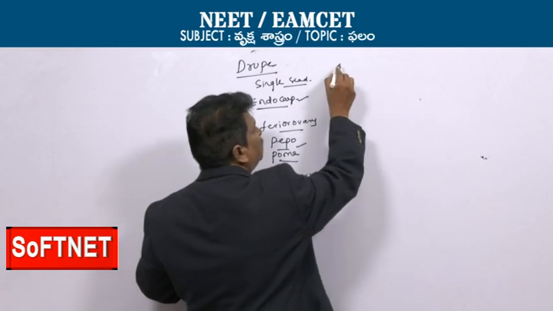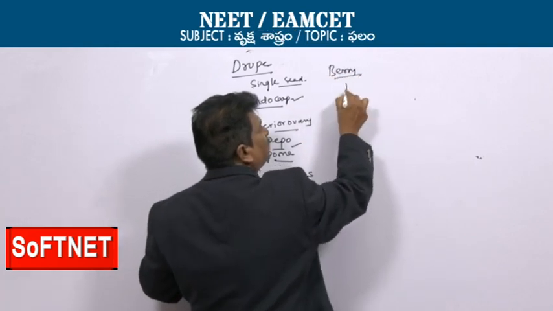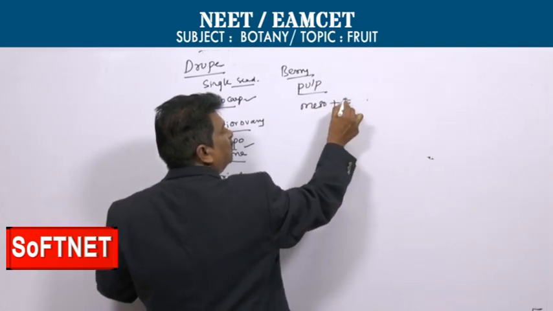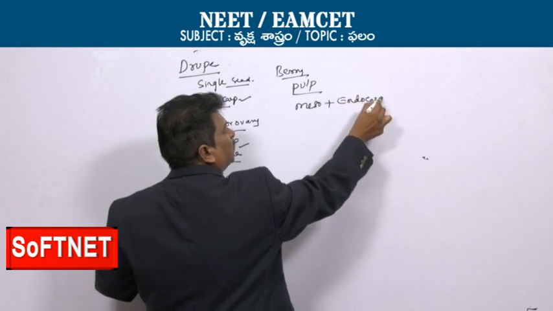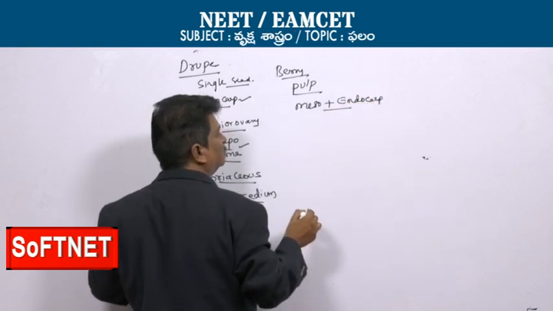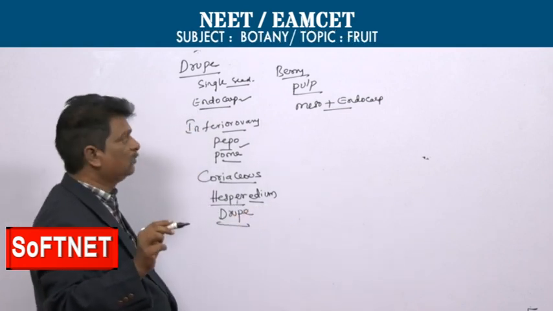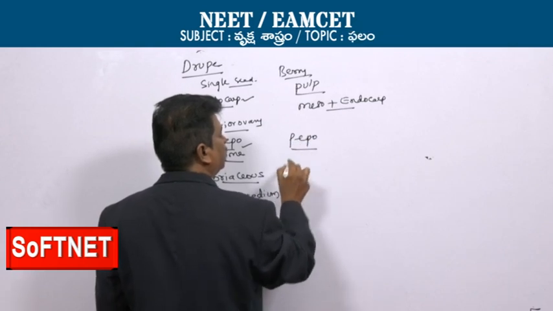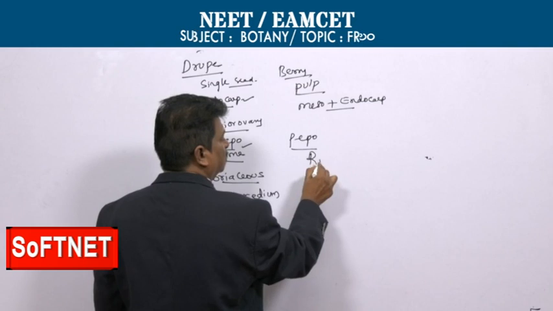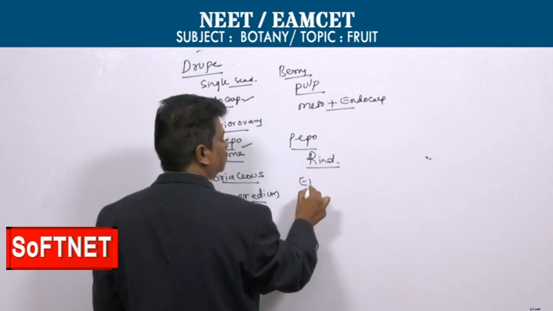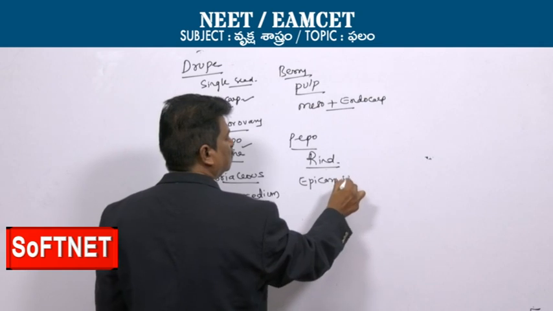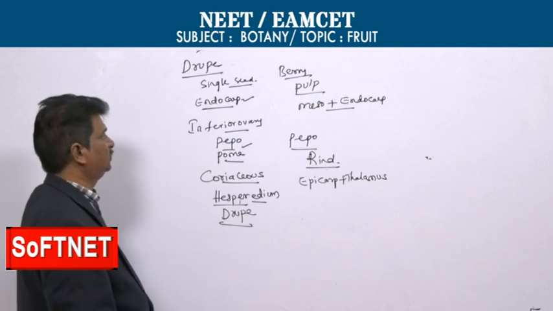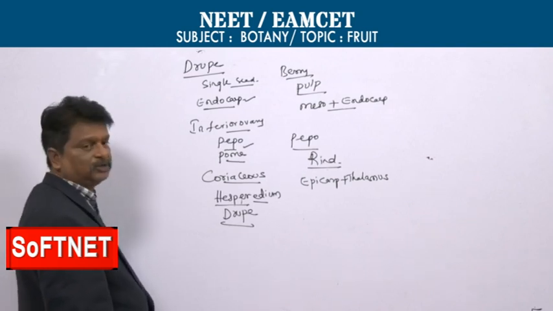Identification for berry fruit: only berry is characterized by the presence of pulp. Pulp is formed by mesocarp and endocarp. Next, pepo. Identification for pepo: in pepo, there is a rind. Rind is formed by epicarp and thalamus. This is about fleshy fruits.